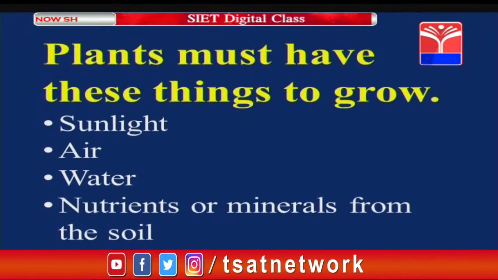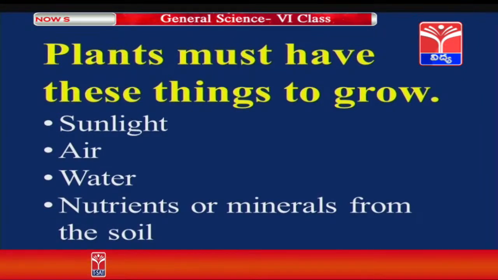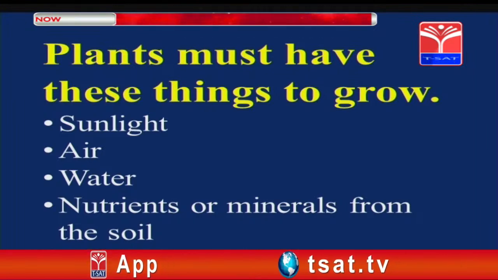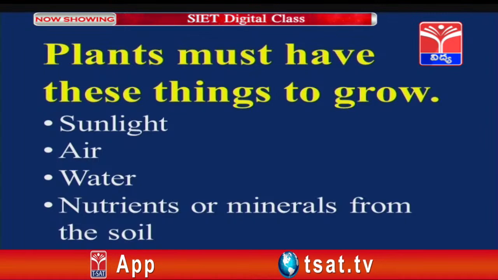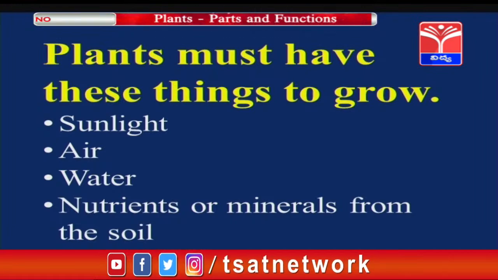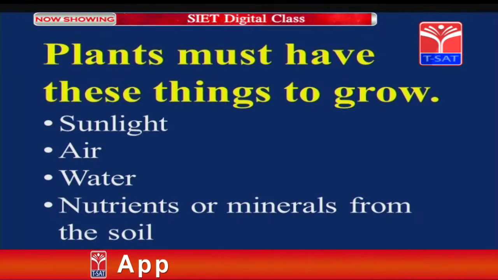See here children, the next one: what does a plant require to grow? It requires sunlight, air, water, and nutrients or minerals from the soil. A plant requires all these things; it simply doesn't grow otherwise. What do they require? Sunlight, air, water and nutrients or minerals which are present in the soil.